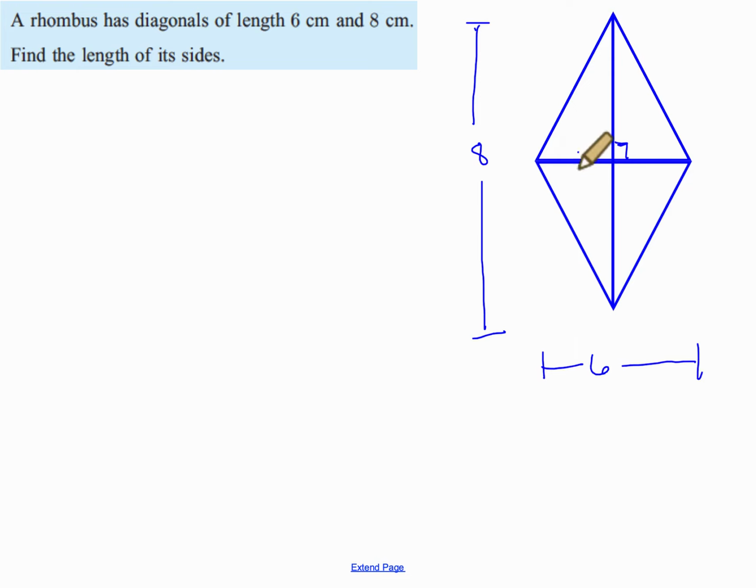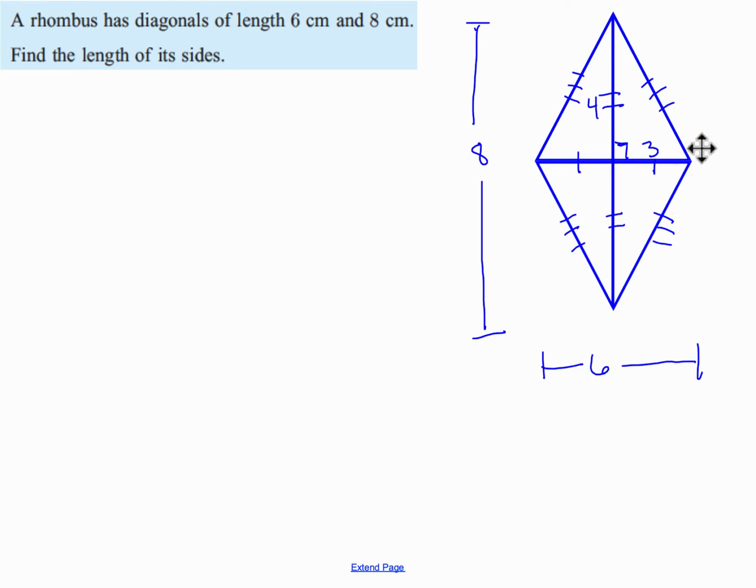So from here to here is 8, and from here to here is 6, right? Well, we know that they also bisect each other, so this segment equals this segment, and this segment equals this segment. So from here to here is 3, and from here to here is 4. Half of 6 is 3, half of 8 is 4. Find the lengths of its sides. Well, all the sides in a rhombus are equal. That's what makes a rhombus a rhombus. Just doing the marks there. So if I find the length of one of the sides, I found them all.